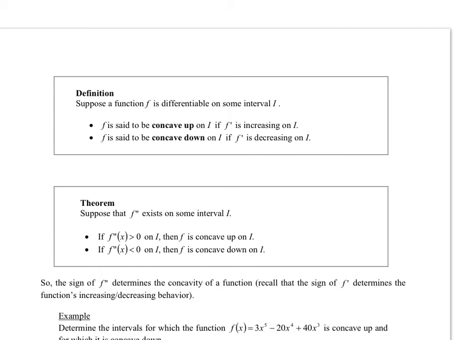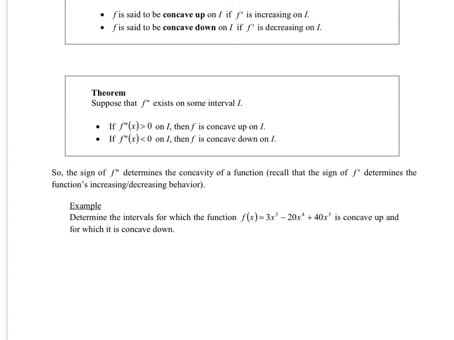If f prime is increasing, then f double prime must be positive, because a function, in this case f prime, is increasing wherever its derivative, f double prime, is positive. So that definition is a little confusing because it describes concave up and concave down in terms of the first derivative. What I think you really want to do in practice is associate the phrases concave up and concave down with the sign of the second derivative.